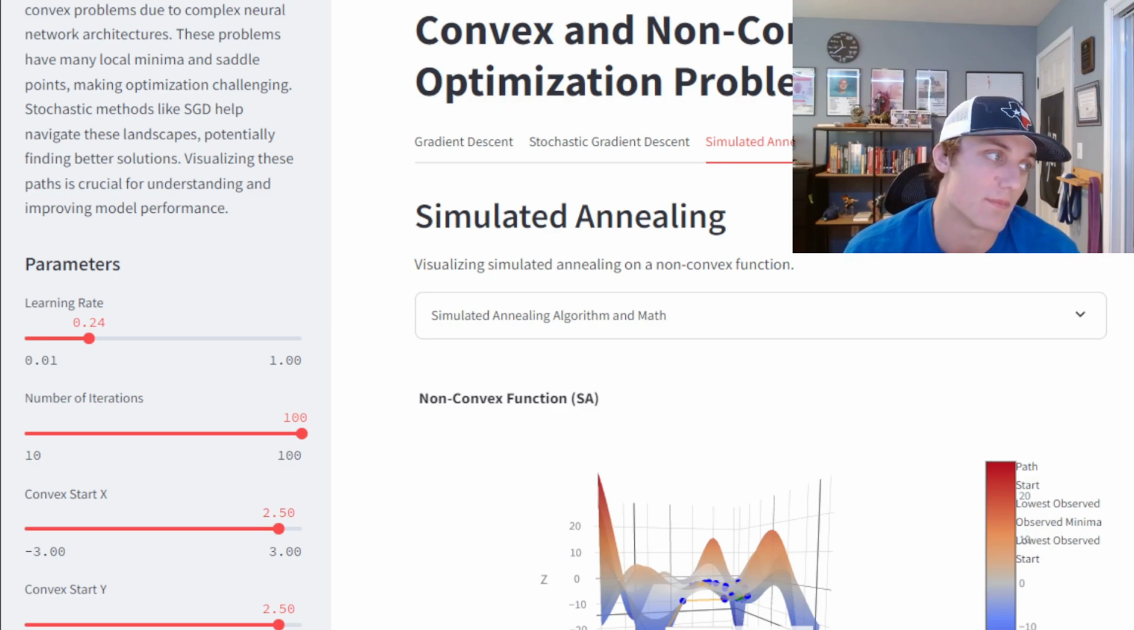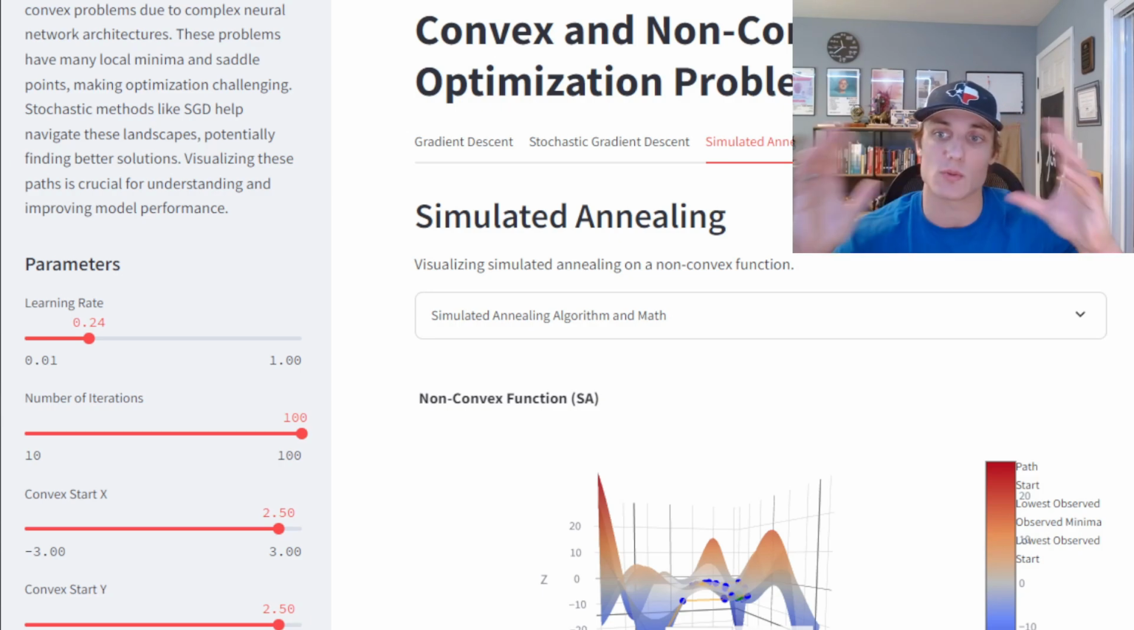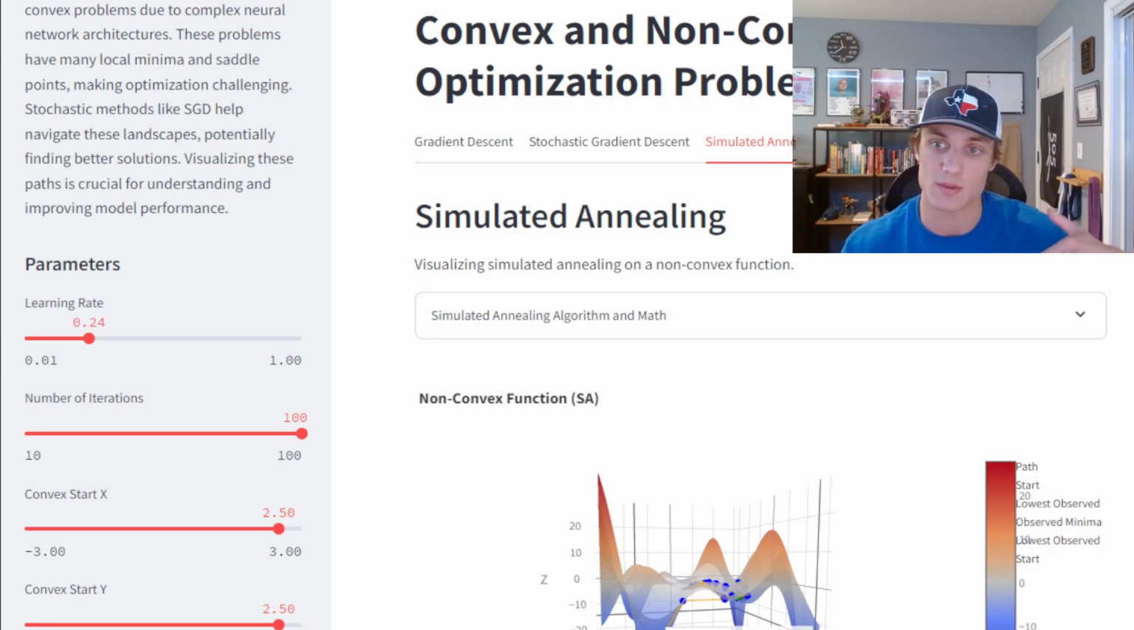I hope this was enlightening to see how essentially machines learn in the context of a 3D visualization of error, right? We want to get to the lowest point, and there are different algorithms that we can use to get to that lowest point.